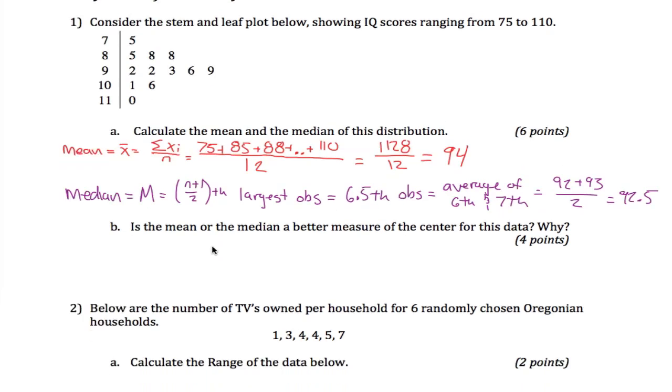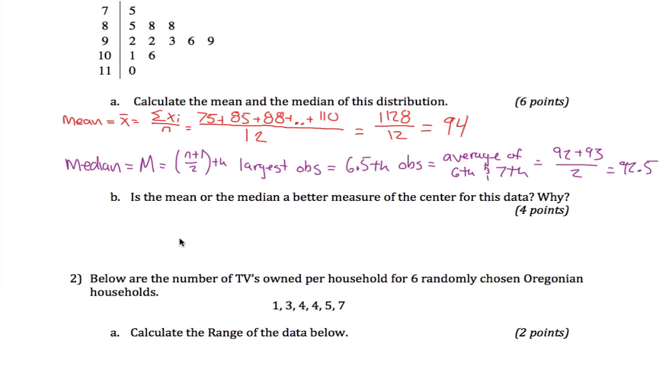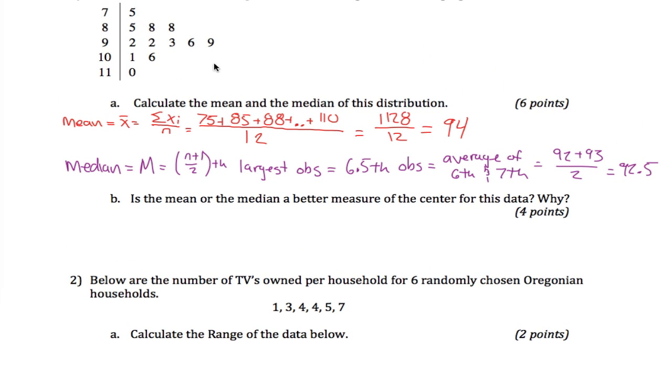All right, and then kind of a conceptual question about that. Is it better to use the mean or the median for this data? It depends on whether you think this is symmetric or not. If it's symmetric, we use the mean. If it's skewed, we use the median. To me, this looks pretty symmetric, so I would say data appears symmetric. So we use mean. All right, I guess that's the end of number 1.